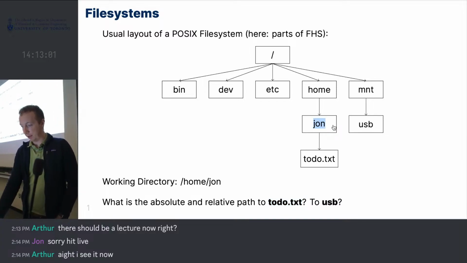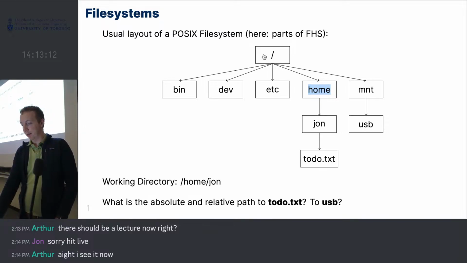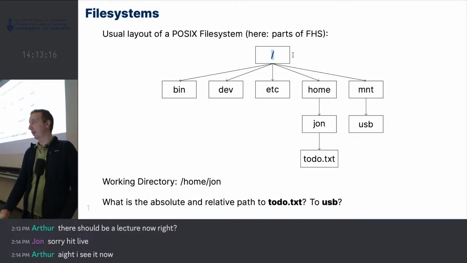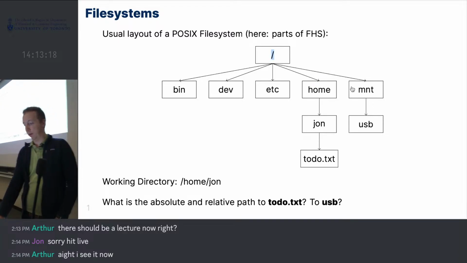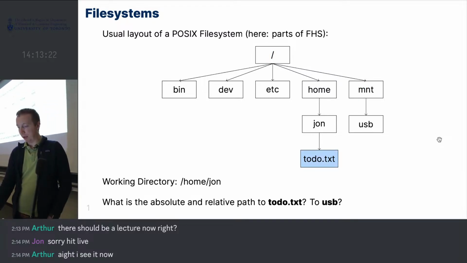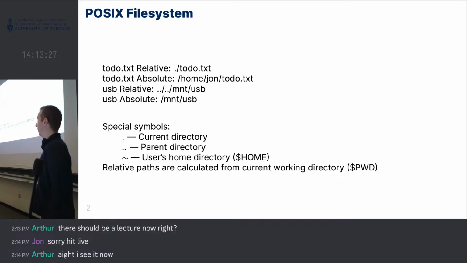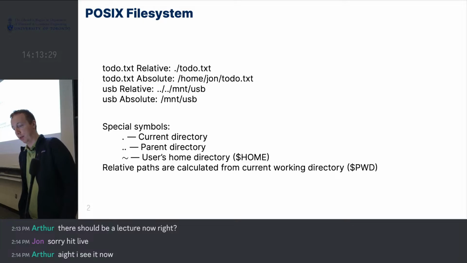So relative to John, if I do .. I go up to home. Then /.. again brings us to the root, and then we can go to /mount/USB. So it's a bit of a trek, but those are relative directories. So todo.txt, relative, could be ./todo.txt.